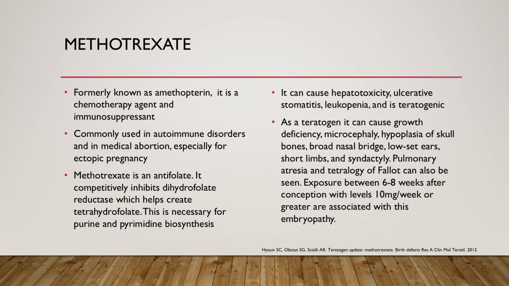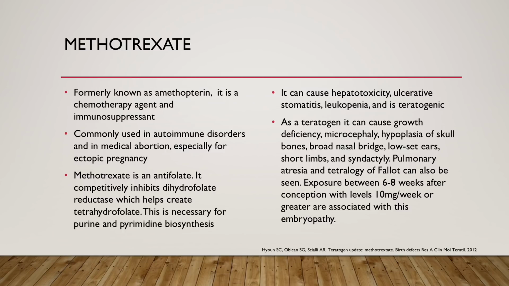The next medication is methotrexate, also kind of in the line of medical abortion. It's a chemotherapy agent and immunosuppressant. It's currently used very frequently for autoimmune disorders, also for medical abortions, especially ectopic pregnancies. Methotrexate works as an antifolate. It competitively inhibits dihydrofolate reductase, which helps create tetrahydrofolate. Tetrahydrofolate, or folic acid, is necessary for purine and pyrimidine biosynthesis. So in a developing fetus, folic acid is extremely necessary. And this is also how methotrexate works as a chemotherapy agent and also as a medication used in abortion.